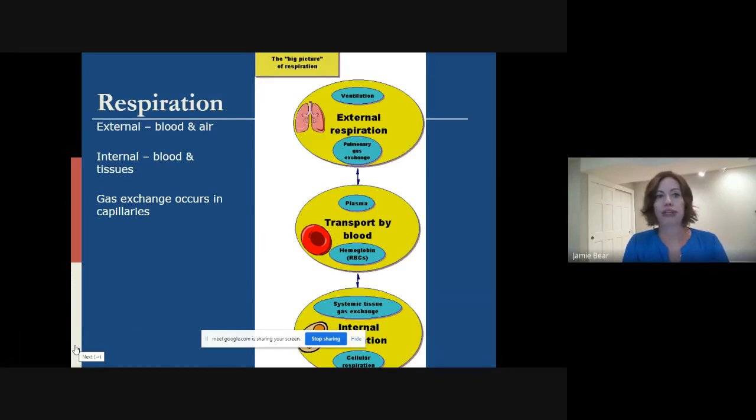Whereas internal respiration is the gas exchange between the blood and the tissues. This is happening through all of our body, through all of our systemic tissues. It's also in the tissues where carbon dioxide gets created as a byproduct of cellular respiration. Then carbon dioxide gets picked up from the tissues, emptied into the lungs, and once again, through physical ventilation, gets exhaled.